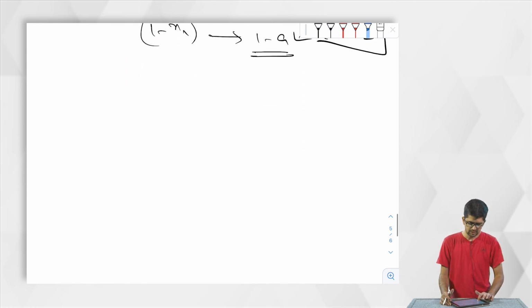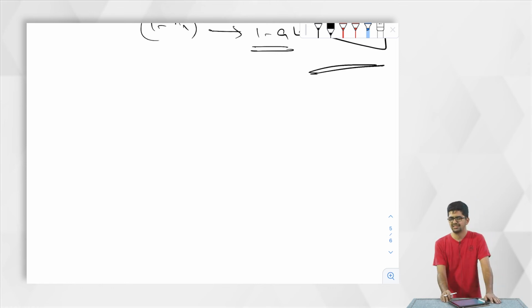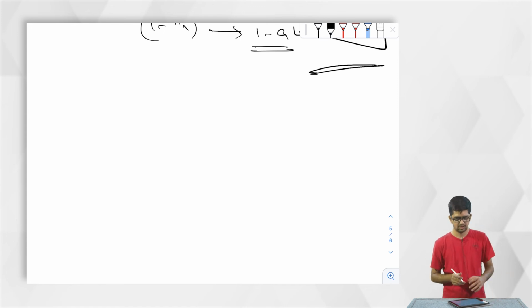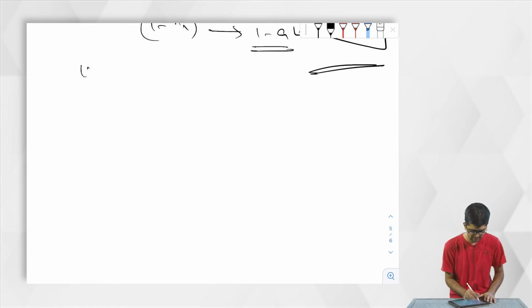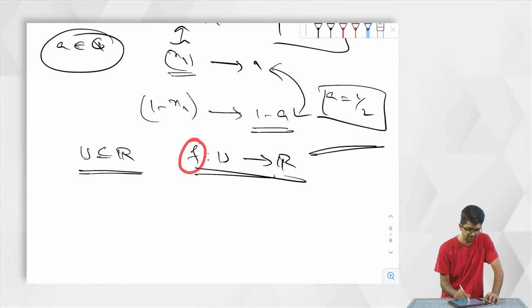Okay. Now let us do some examples related to uniform continuity. So let me just recall the definition of uniform continuity, both the sequence version and the epsilon delta version. Let us take a subset U of R and a map f from U to R. What does it mean to say f is uniformly continuous on the domain U?